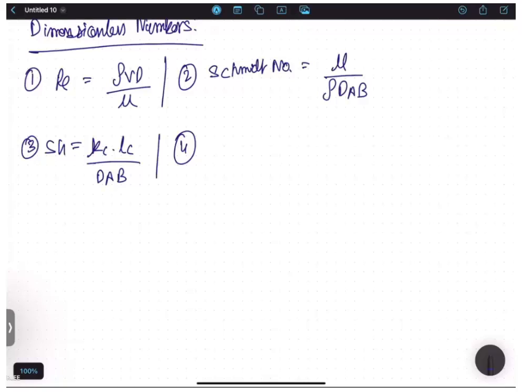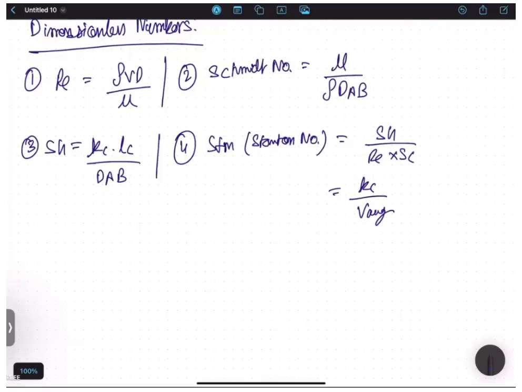Then we have Stanton number. This is equals to Sherwood number divided by Reynolds number into Schmidt number. This will just come out as k_c by v average, where v average is your average velocity. Then we have Peclet number, and that will be equal to Reynolds number into Schmidt number.